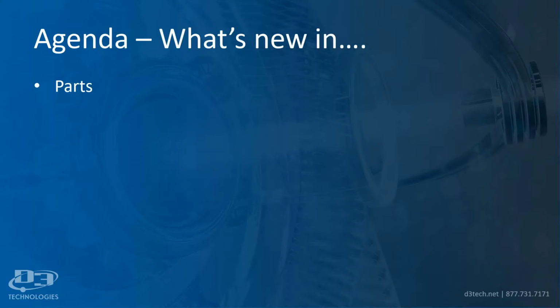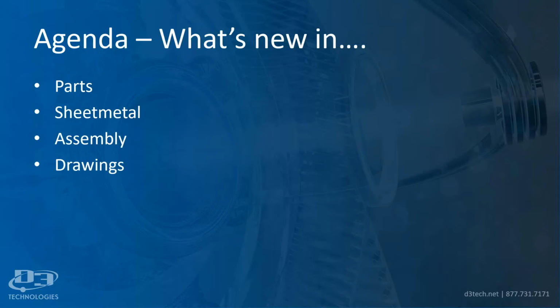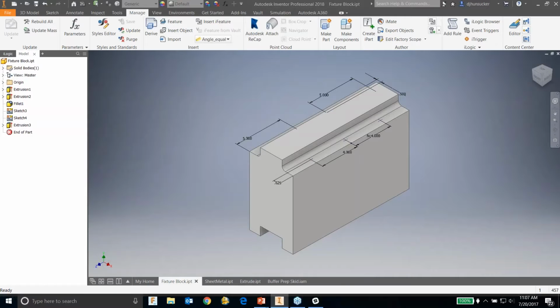Just my quick agenda here. I want to talk about what's new on the part side of it. We'll talk sheet metal, we'll talk assembly, and we'll talk drawings in there. So I want to go through all four of those, and while I'm talking assembly, we'll also talk about the interoperability as well as the AnyCAD side of it. So let me jump to Inventor here.